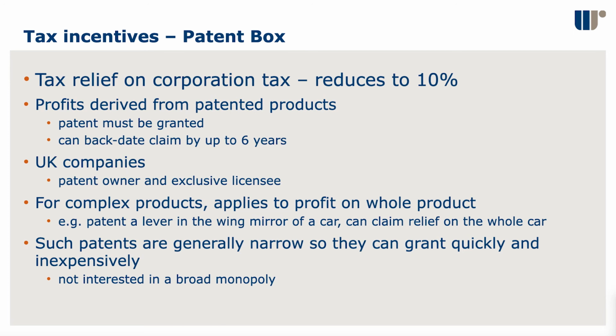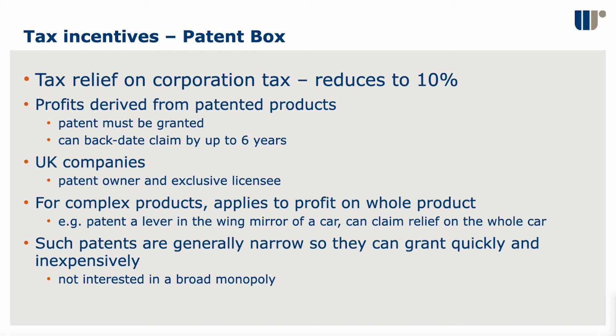Turning to tax relief, it's possible for a company to claim tax relief on corporation tax, reducing it from 19% at the time of recording this to 10%. It applies to any profits derived from patented products, providing the patent has been granted. And so it's in our interest to get any patent application filed for these purposes to grant quickly. However, to allow for the time taken to file an application and take it to grant, it's possible to backdate the tax claim by up to 6 years.